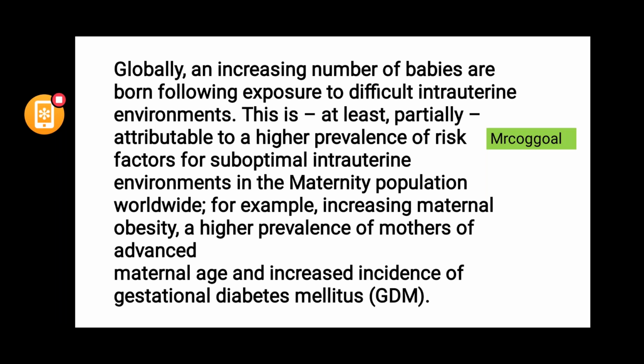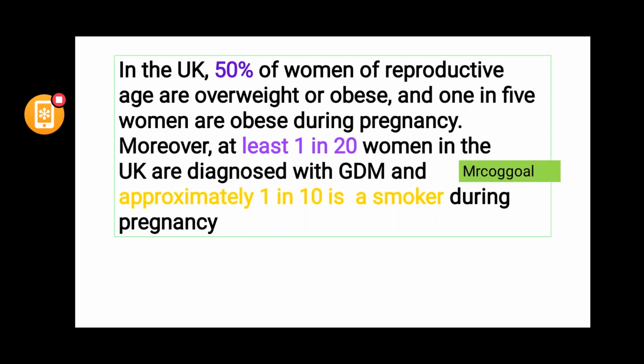So basically, they are telling that maternal obesity, GDM, and advanced maternal age, all of these factors affect the baby's health. Important thing to remember: 50% of women of reproductive age are overweight or obese, and 1 in 5 are obese during pregnancy. So your SBA becomes clear here. They'll ask you an SBA: 50% of women of reproductive age are overweight or obese. How many of them are obese during pregnancy?